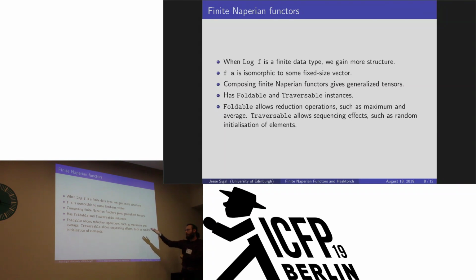So for example, we can do reduction operations, such as maximum and averages, and we can also linearly sequence effects, for example, random initialization or differentiation or something like that. And so by restricting ourselves to these finite ones, it gives us the ability to do everything which we want numerically as well.